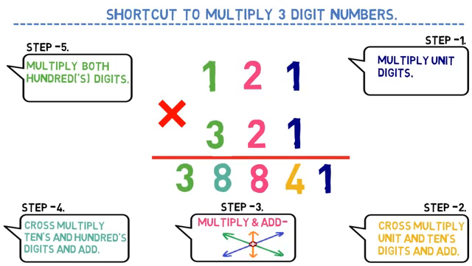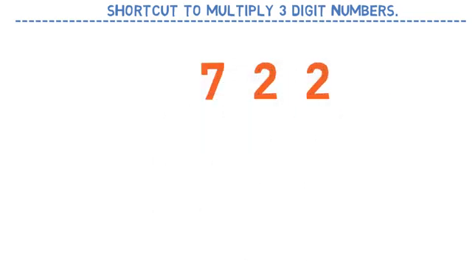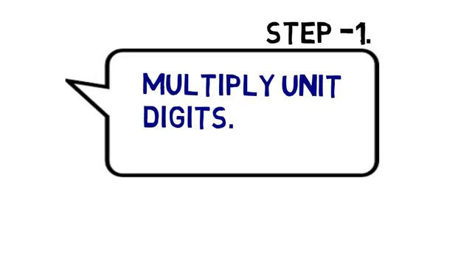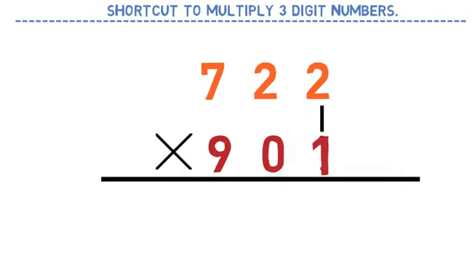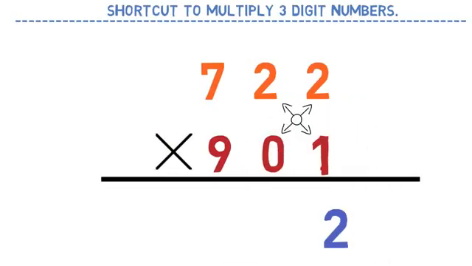Now let's move on to another question which is a little more complex than this, which contains some carry. So let's try to solve the question 722 into 901. Definitely there would be carry, right? Now from step 1 we know we need to multiply the unit digits. 2 into 1 is 2. Step 2, cross multiplication of unit and tens digits. We have 2 into 1 is 2 and 2 into 0 is 0. 2 and 0 is 2.